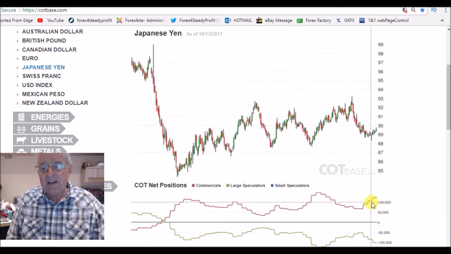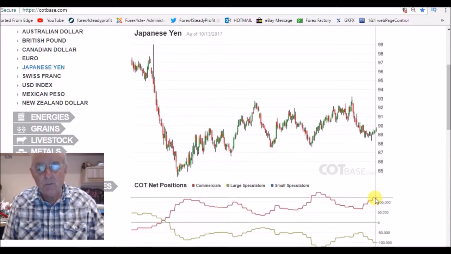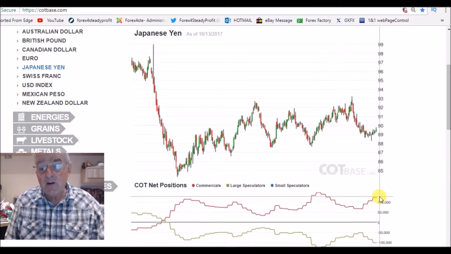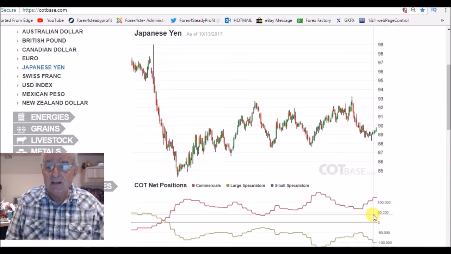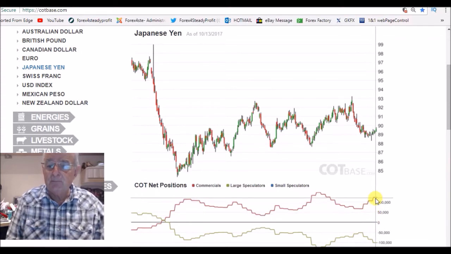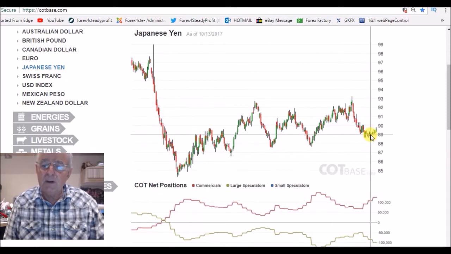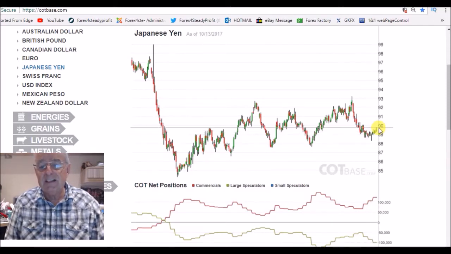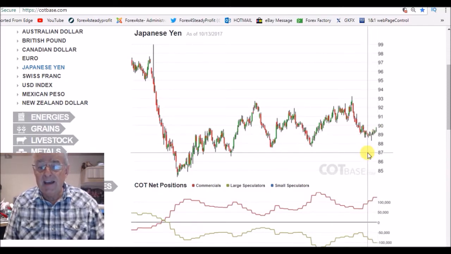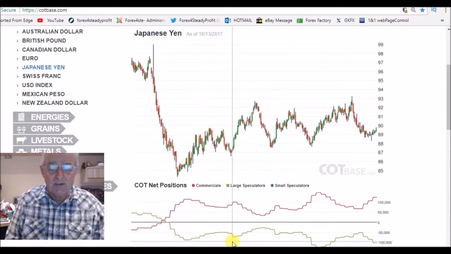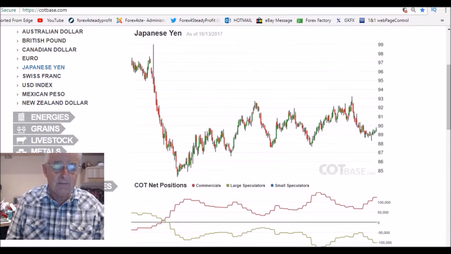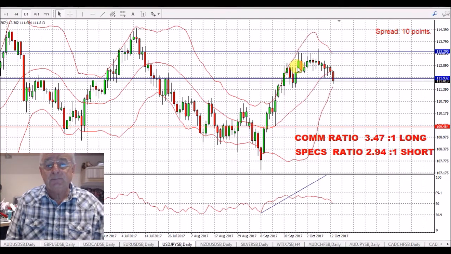It's not extreme, but we've got a very high bullish position taken by the commitment of traders. We've had a big increase from last week, and we can see the yen has actually gone up in price, and we've increased our bullishness for the commitment of traders. So we're expecting even more upside from that.